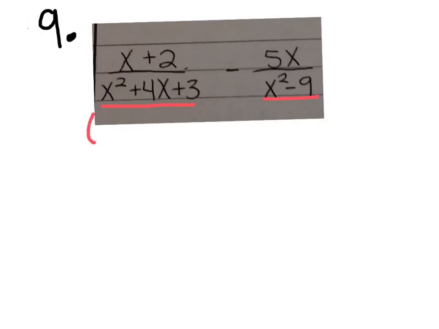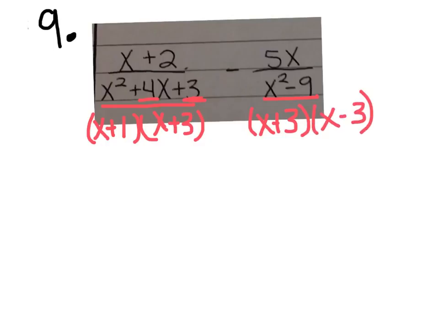So this one, when we factor, we got to see what can multiply to get positive 3 but add to get 4. And that is going to be x plus 1 and x plus 3. Over here, this one is actually a difference of squares. So we're going to have x plus 3 and we're going to have an x minus 3.